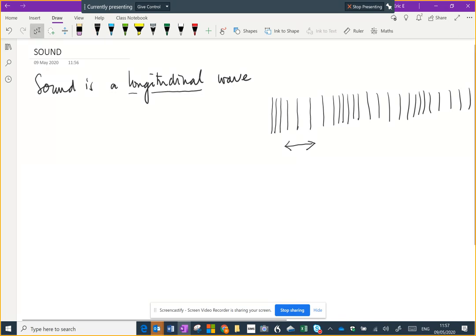And where there are lots of molecules, we call it a compression, and where there are only a few molecules, we call it a rarefaction. So one wavelength is the distance between two compressions, and one wavelength is the distance between two rarefactions. So we can sum up that C is a compression, and a compression means lots of molecules there.